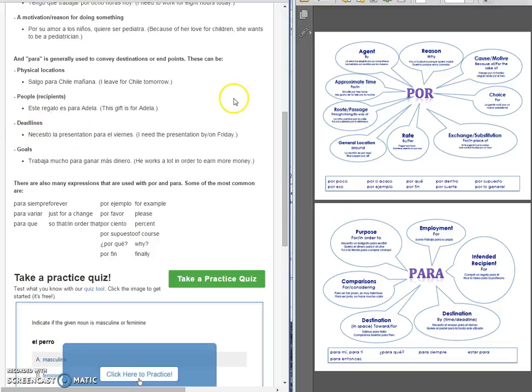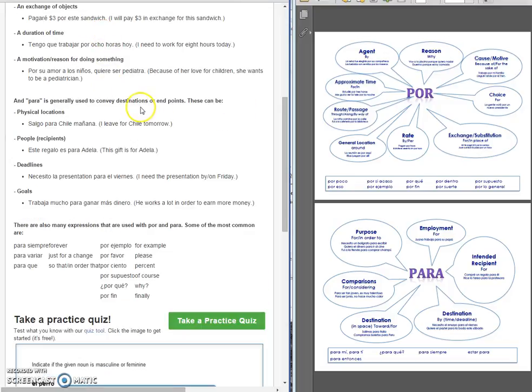Deadlines, and again, that's my end result, right? Like that's my destination or my end point, to turn my project in. So necesito la presentación para el viernes, and there's actually a typo right there. It should be a C with an accent below. And then goals. And that is the "in order to," right? So I'm going to do my homework in order to get a good grade, or I'm going to call my mom in order to tell her the story. So voy a llamarle a mi mamá para decirle lo que pasó, right? Like in order to tell her what happened, and that's my goal when I call her.